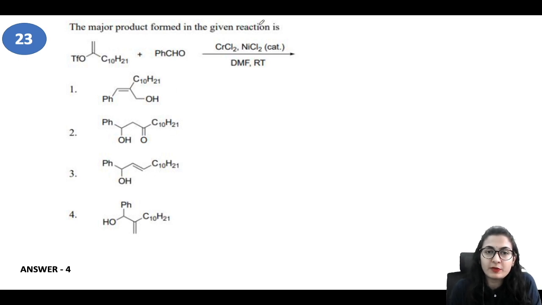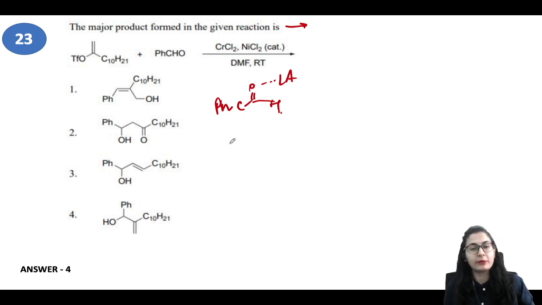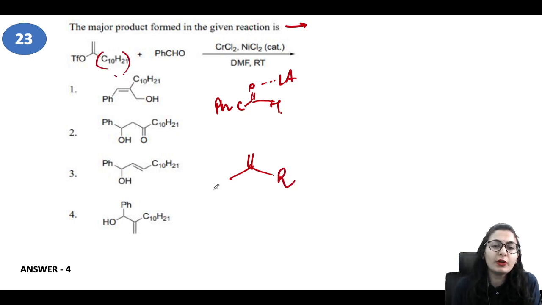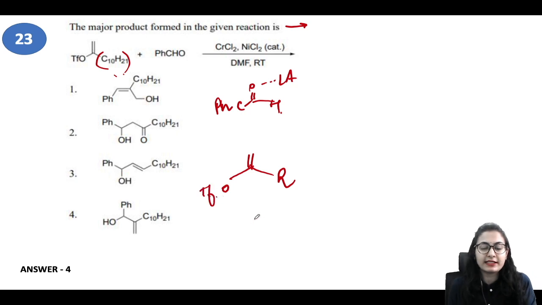Moving onwards, the major product formed in the following given reactions is, now you see, here you are having a Lewis acid, PHCHO in the presence of a Lewis acid. What is the type of reaction that we must get? तो ये जो reaction है guys, यहाँ पे OTF present है. OTF is usually a good leaving group, but यहाँ थोड़ा role different है इसका. Let's say I'm writing this as the R group. Okay, let's say like this.